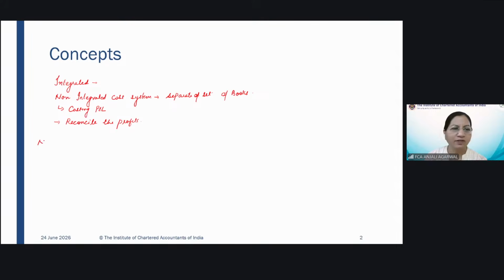Now, first we'll start with the non-integrated accounting systems and we'll see what the scheme is and how the accounts are prepared. So firstly, what are the different sets of books? Here we come across one account which is called the cost ledger control account. We create a notional account, the cost ledger control account. This may also be called the general ledger adjustment account.